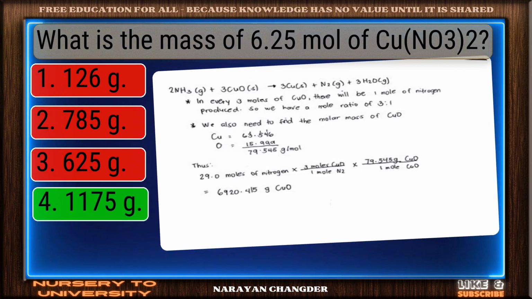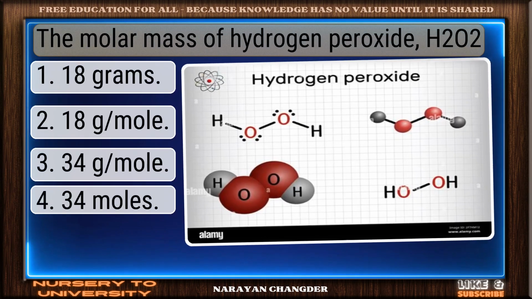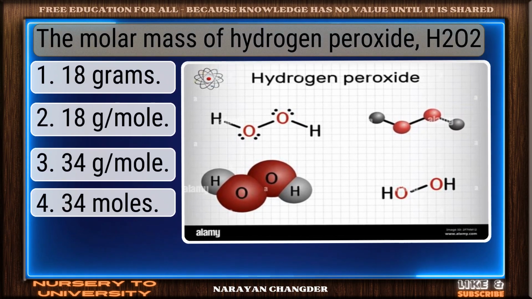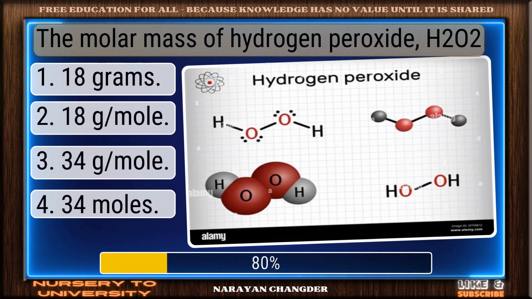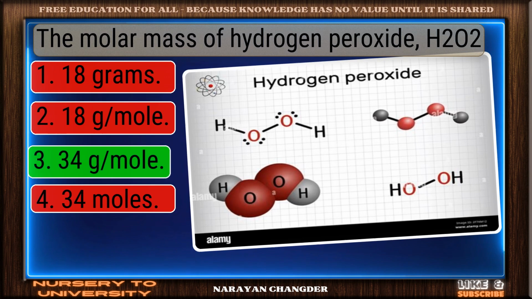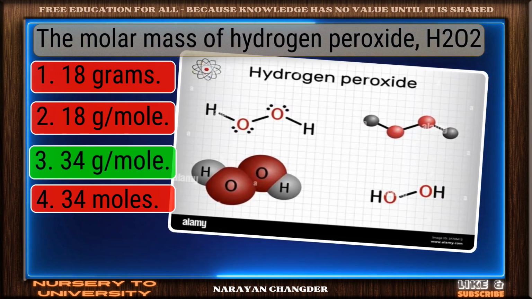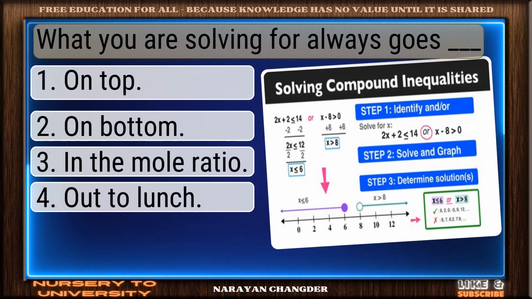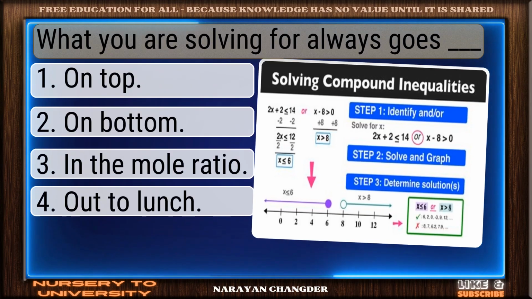Excellent. 12.5 g is a brilliant choice. The molar mass of hydrogen peroxide H2O2. Correct response. 34 g/mol is the most accurate answer. What you are solving for always goes dash?